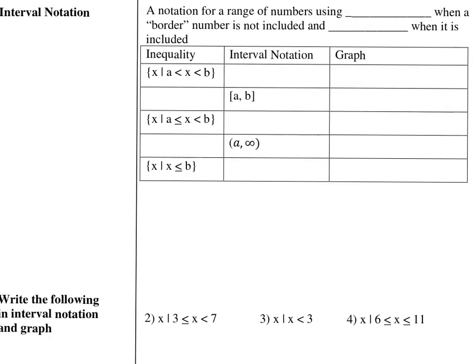All right, next up here, we're going to talk about interval notation. Some of you may have used this before, maybe not, I don't know. But so interval notation is just a way of writing a range of numbers using parentheses, and I'll just draw my parentheses there if a border number is not included, and brackets, so I'll just draw brackets here, when it is included.